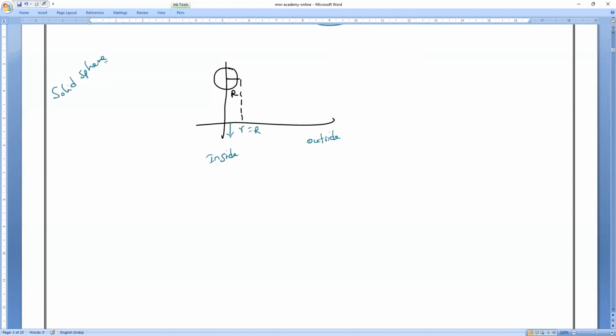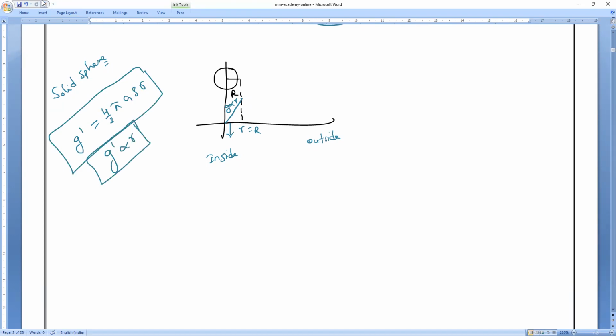as r increases, does g value increase or decrease? Inside it is directly proportional to r. Am I right or wrong? Please respond, everybody, yes or no? Because we got it inside. What is the formula, everybody? 4/3 pi into G into rho into r. Yesterday we have done it. Check your notebooks, everybody. So inside it is directly proportional to r. Outside it is inversely proportional to the square of r. Am I right? Understand, brothers?